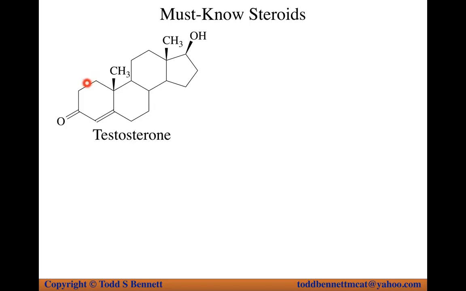So this is a six-membered ring with a carbon, carbon, carbon, carbon, carbon. They're all carbons because no other element is drawn in there. Another six-membered ring, carbon, carbon, carbon, carbon, carbon. Another six-membered ring, carbon, carbon, carbon, carbon, carbon, and then a five-membered ring. Steroids have this same basic structure.